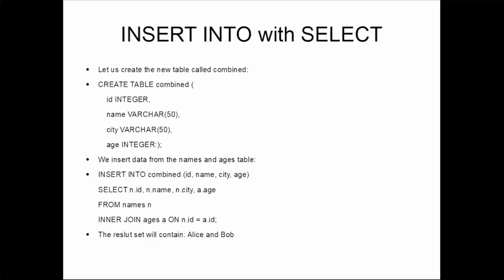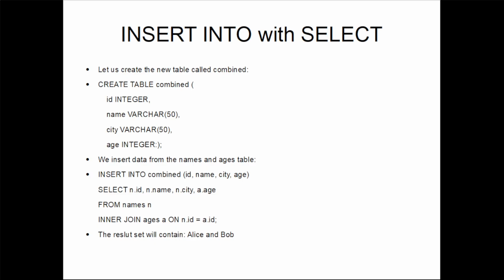In this section, we combine data from the names and ages tables we created previously and insert it into a new table. Let us start by creating the new table to store the combined data. We create fields for ID, name, and city, from the names table, and age from the ages table. Create table combined. ID integer. Name varchar 50. City varchar 50. Age integer.